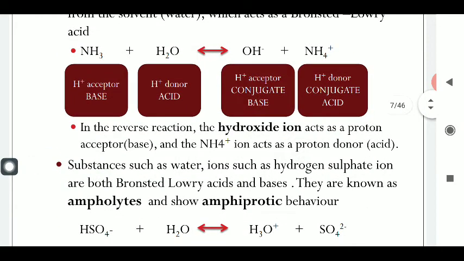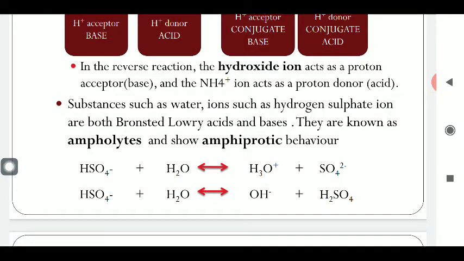So in this way, the concept of the acid base pair can be identified on the basis of the compounds. One more term introduced by Bronsted and Lowry is ampholytes. Ampholytes are amphiprotic compounds. Substances such as water, and ions such as the hydrogen sulfide ion, are Bronsted acids and bases together. These compounds are known as ampholytes, or you can say compounds which can exhibit the property of acid and also the property of base, a dual nature, are known as ampholytes. And water is the best example of an ampholyte.